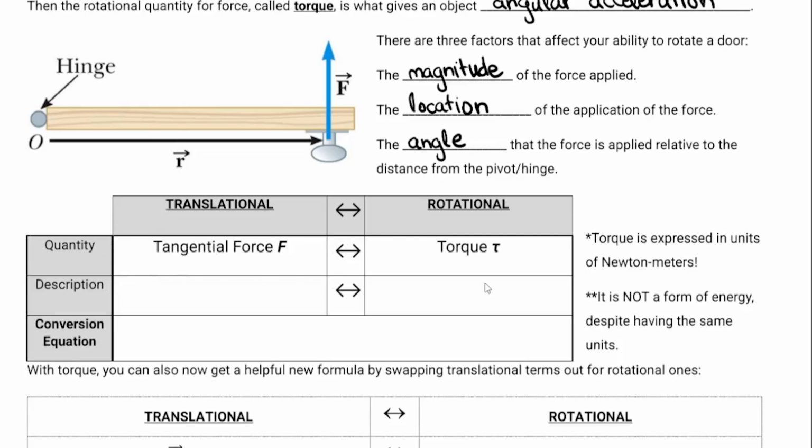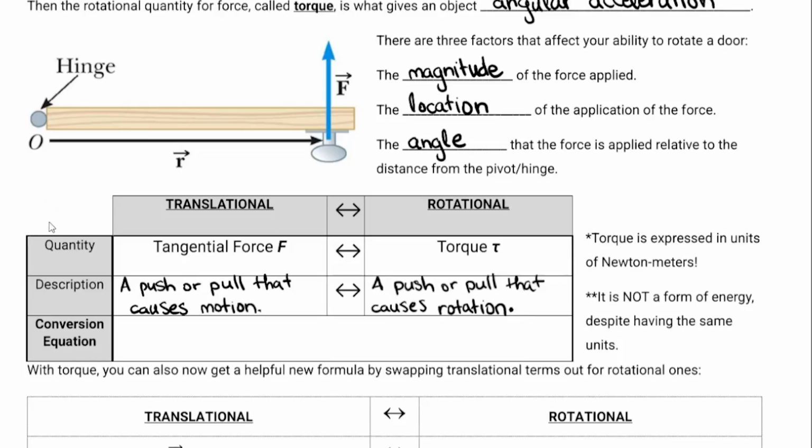First off, let's think about just a rough description of tangential force versus rotational torque. A good way to describe the tangential force is a push or pull that causes motion. So then rotationally, torque should naturally be a push or pull that causes rotation. Really the main difference here is that you can have both of these happening at once. So you can have a tangential force that's moving an object in a linear space, meaning it's just traveling in one direction. At the same time, that object could also be rotating.